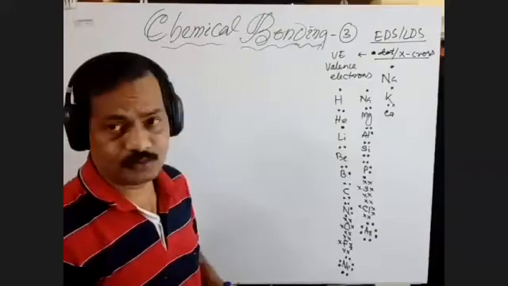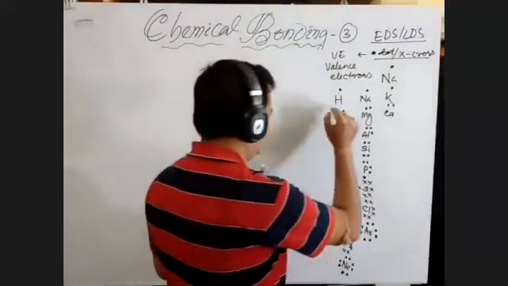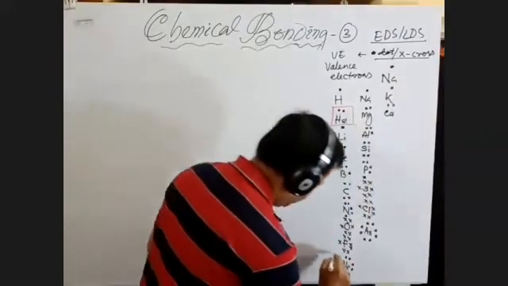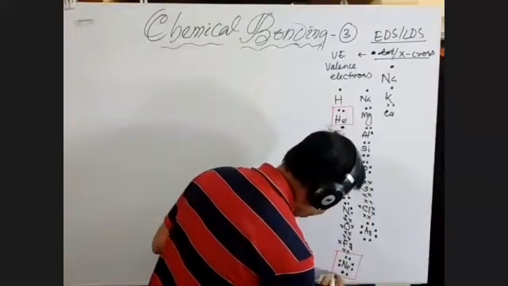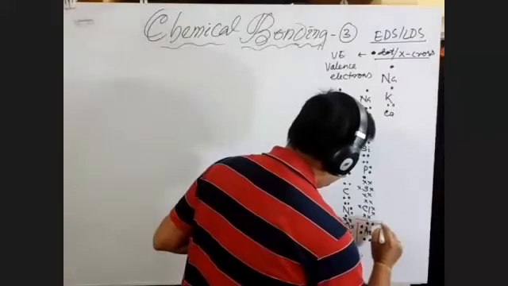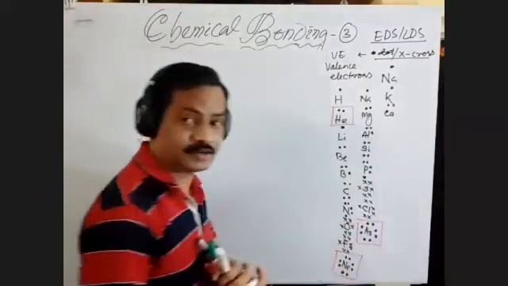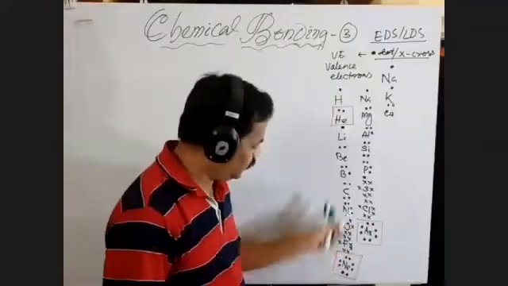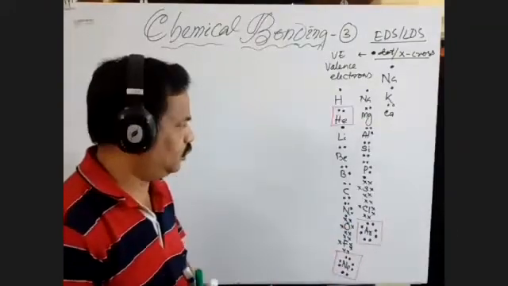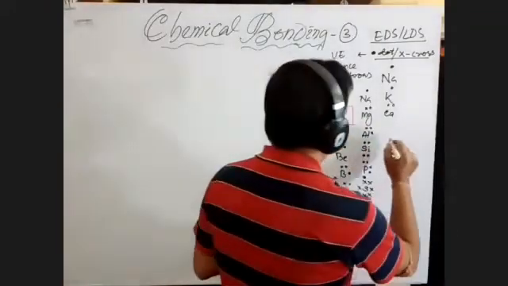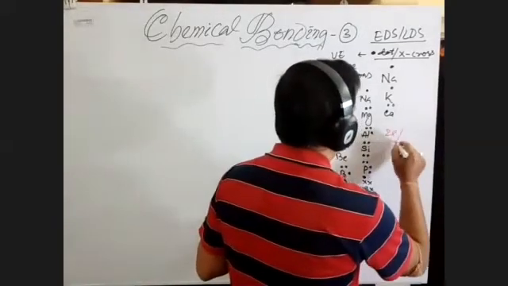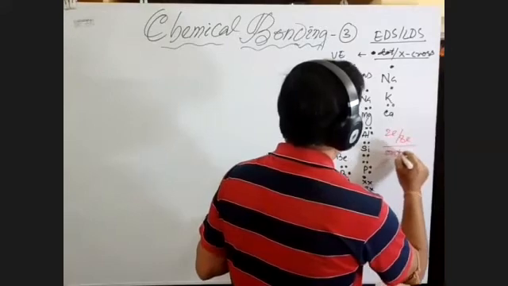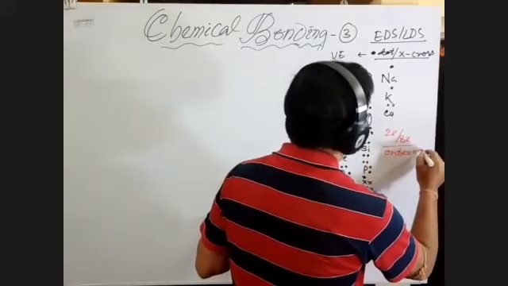Now observe which are chemically inert. Here you can observe helium, neon, and argon. So these are chemically inert gases: helium, neon, and argon. What are you observing about the structure? You are observing that they have either 2 electrons or 8 electrons in the outermost shell.